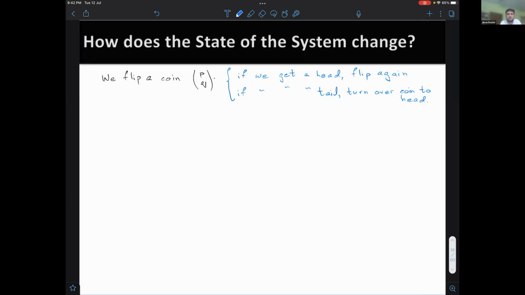So I've got my device, it's either in the state head or tails with probability P and Q correspondingly. And then I'm saying if the state is a head, then flip the coin again. And if the state is a tail, then turn the coin over to a head. These two requirements, I want you to encode as a matrix transformation. What would that matrix look like? So this would be a 2x2 matrix.